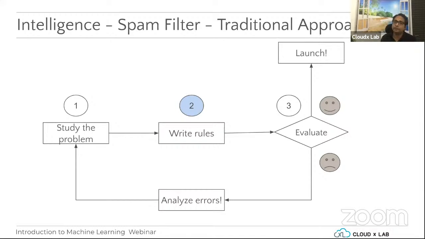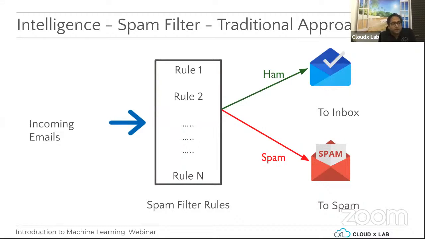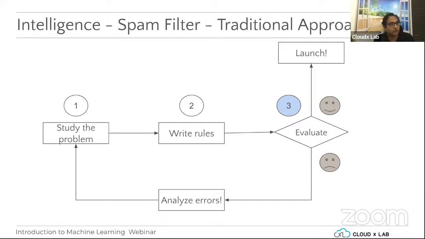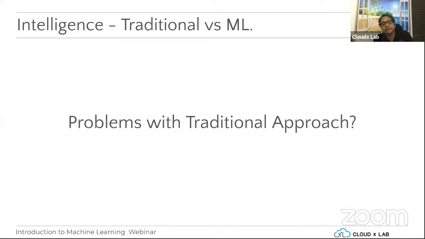Now, this is efficient in cases where we do not have any historical data, right? So when incoming emails come, they go through the thousands of rules, and using those rules, it will classify the email into ham or spam. Now, do you see any problems with this approach? The traditional approach, the one that I just talked about, do you see any problems?